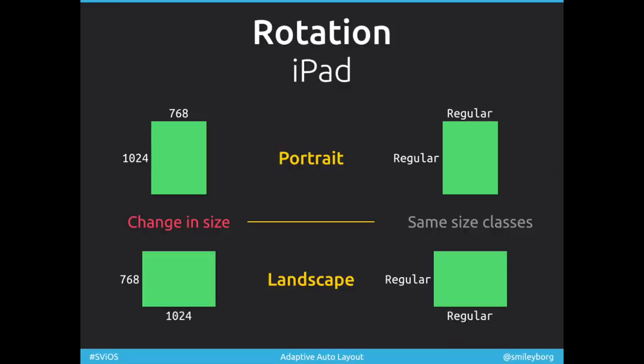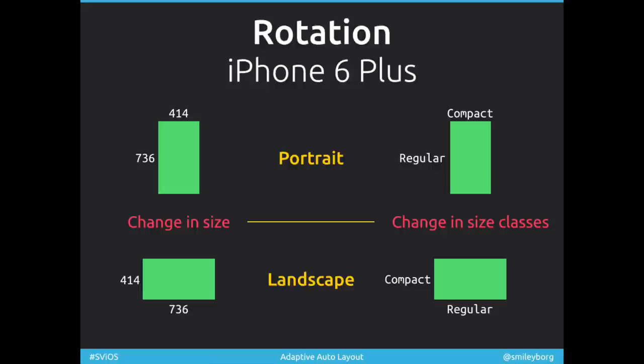Now, as we mentioned before, iPad has the same size classes in either orientation, right? It's regular, regular. So you may not have a size class change in a rotation and a change in orientation, right? But we could. Here's an example of the iPhone 6 Plus. You can see, again, there is a change in size, meaning the width and the height kind of swap. And the size classes now do change, because in portrait, it was regular compact. In landscape, it's compact regular.